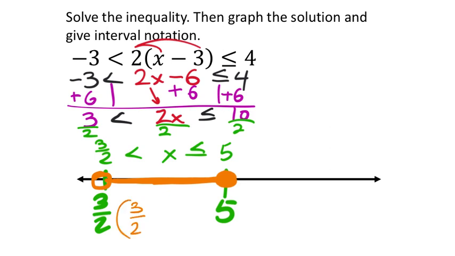so that's an open parenthesis. It stops at 5 here on the right, which is included, so that'd be a square bracket right there. So now we have the inequality, the graph, and the interval. Boom.